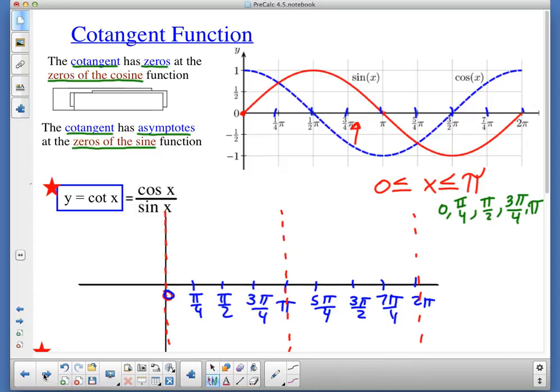Okay, and if I go backwards here, I got negative pi over 4, negative pi over 2, and I think I can squeeze in negative 3 pi over 4. And my zeros will be at negative pi over 2. So let's talk about those zeros: negative pi over 2, pi over 2, 3 pi over 2. Now, the difference here is as I'm going down at negative pi over 4, I'm back here in the graph.